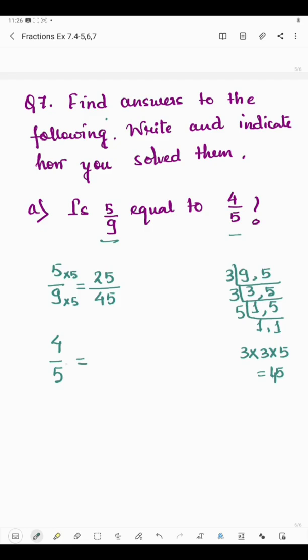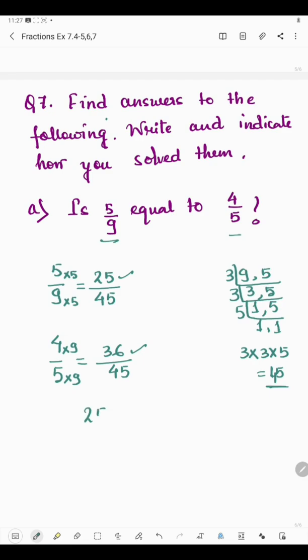And in the next fraction we have 4 by 5. Now what should be multiplied by the denominator to get 45? So it's 9. So the same number to be multiplied by the numerator as well. So here 4 9s are 36 and 5 9s are 45. Now see, denominator is same. We can easily compare whether it is equal or not. So here we have got 25 and here we have got 36. So obviously it is not equal.